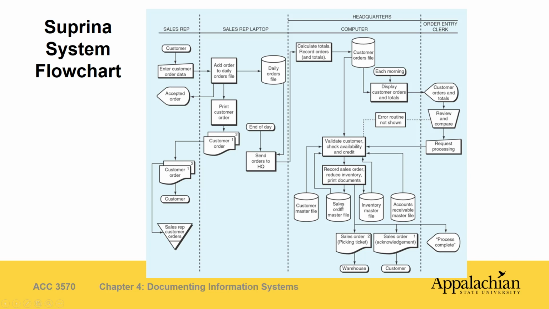But you can also see there are arrows both ways into the sales order master file and inventory master file, because they're being updated. And then you've got the accounts receivable master data file, which is coming into validate the customer to make sure that they have the ability to make the order. And then you've got your picking tickets going to the warehouse, to the customer, and then you've got your process being complete.